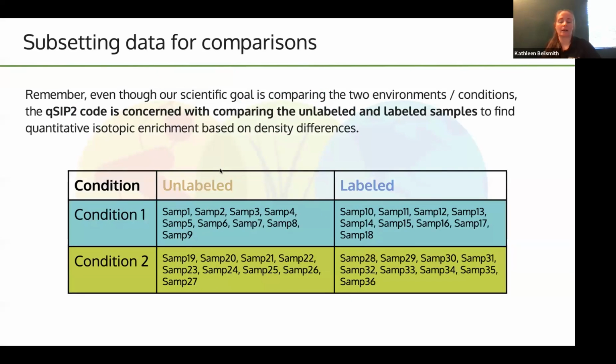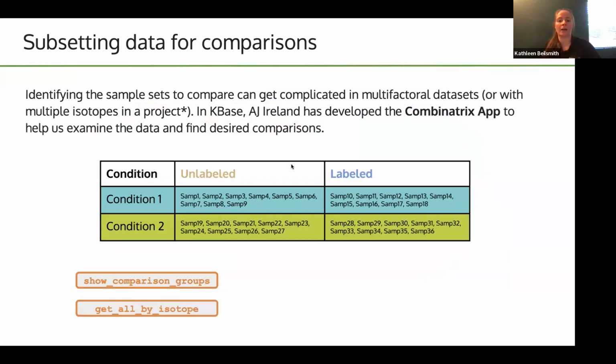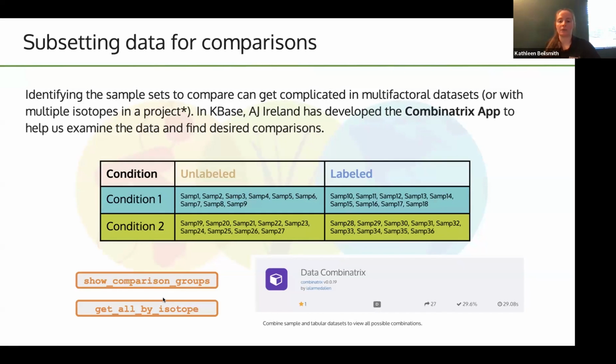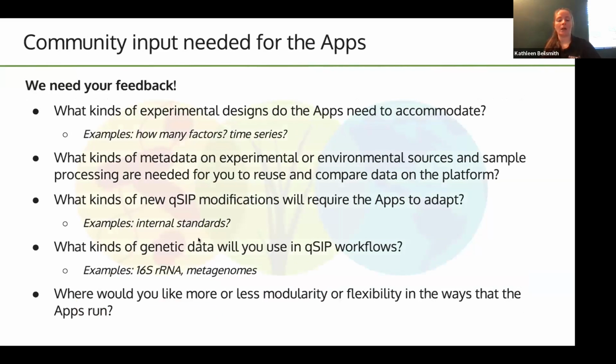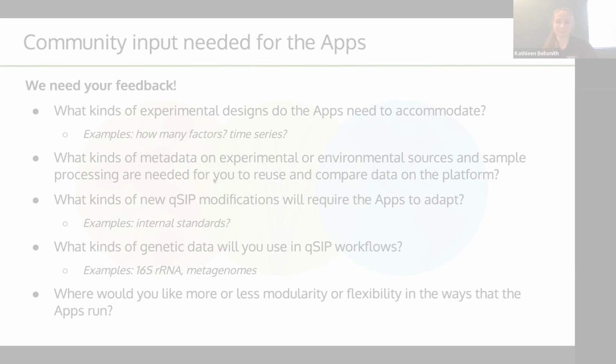And so we want to stay focused on the fact that we've got to compare, like Jeff said, the unlabeled and the labeled samples within a condition before we can do any analysis with those excess atom fractions to compare between condition 1 and condition 2 here. And so in order to help us keep track of which samples we want to compare, in the R package, there are a couple functions to do that. In KBase, we're going to have the aid of what we call a data combinatrix, and that's going to be introduced in the demo. So with that, I think we're ready to get into the demo finally.